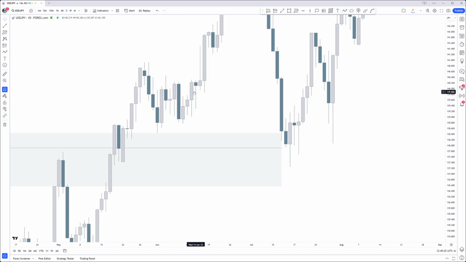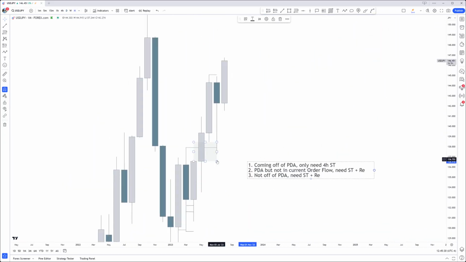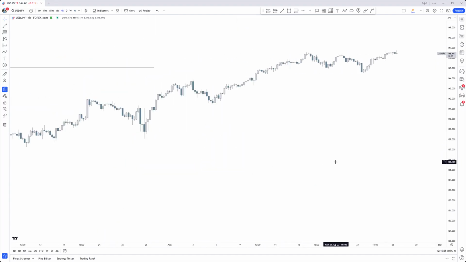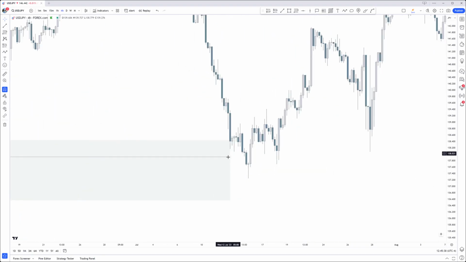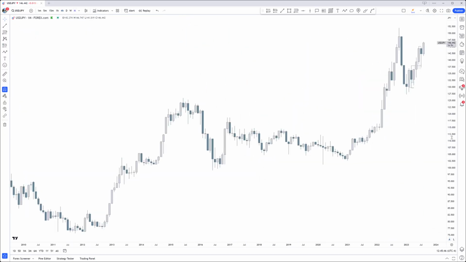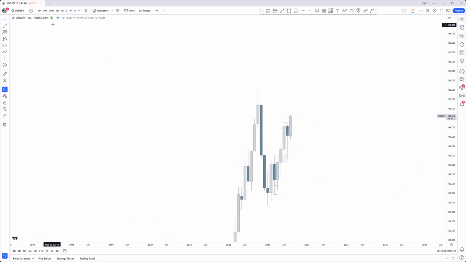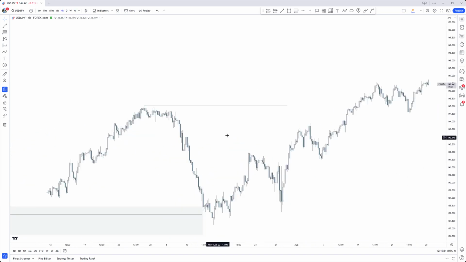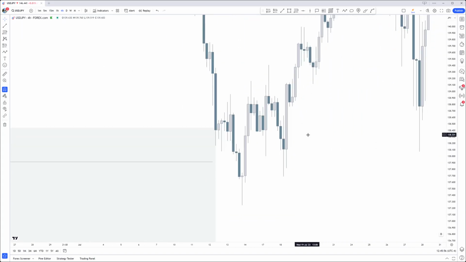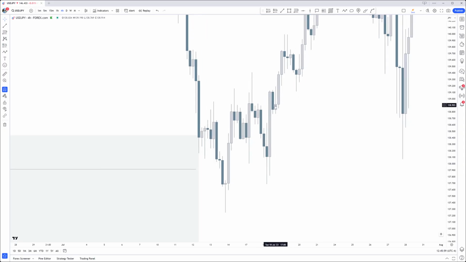Let me show you an exact example. We have a monthly discount array in the form of that order block right there and that monthly fair value gap. If we go into the 4-hour inside that monthly order block and that monthly fair value gap, because we could see that the monthly is having what? Bullish order flow. So we only need one 4-hour ST. And inside that 4-hour ST, the reason I mentioned the 4-hour in the first place is because that is where you go even into the lower time frame as well to confirm it again.